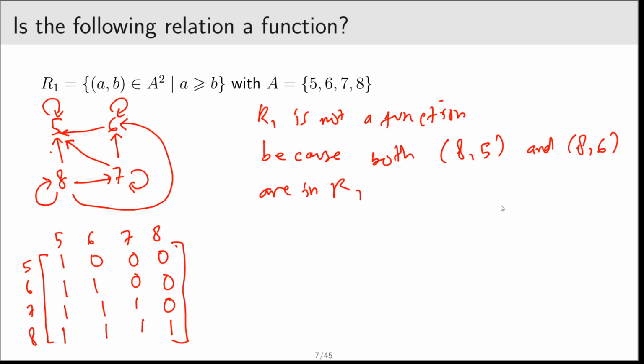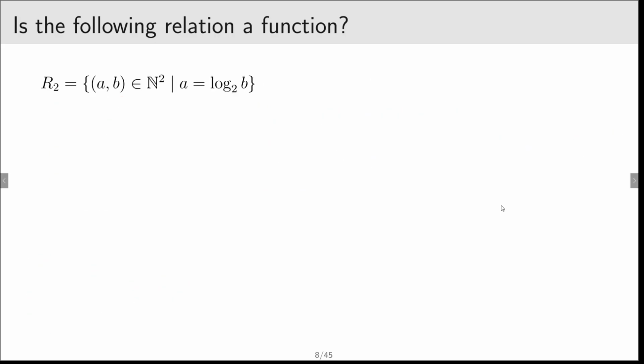Now, how about the second relation? Here you have a binary relation on natural numbers, and this seems to be infinite. So maybe we won't be able to draw a finite graph for that, or come up with a finite matrix representation for R2. But we could still make a partial graph. Essentially you just take a few examples of a and b and see whether we could see a pattern.